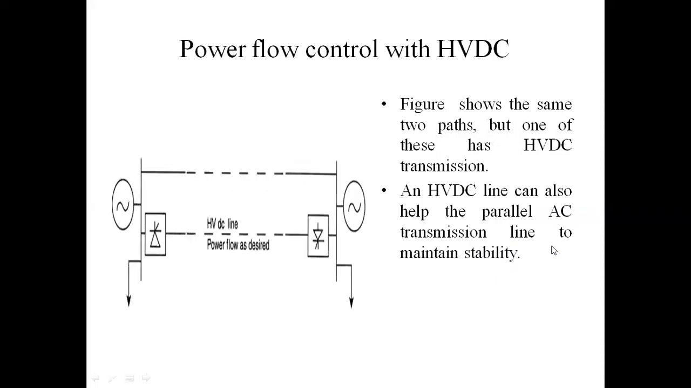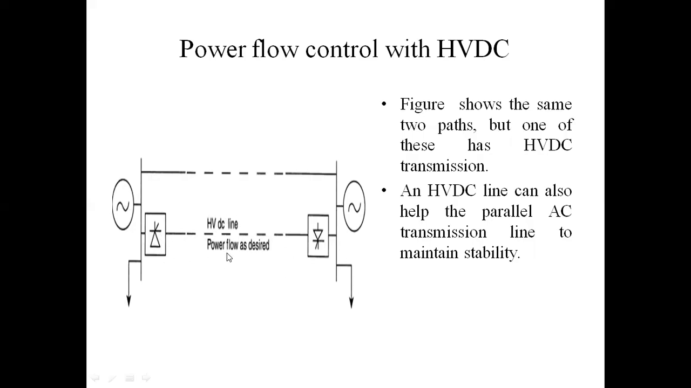This is the first part. Next, power flow control with HVDC. In these two transmission lines, the first one is the uncontrolled transmission line and the second one is the controlled transmission line. In the controlled transmission line, power flows from generating station 1 to generating station 2. This is the rectifier, which converts AC to DC. This transmission line transmits DC power, which is converted back to AC using this inverter. This is the HVDC transmission line.